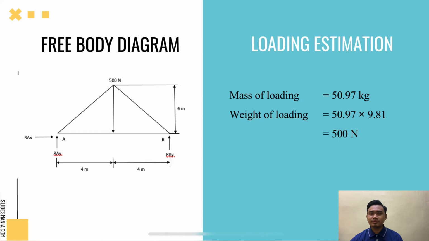This is the free body diagram of truss, which has 8 meter length and 6 meter height. Then the loading on structure. The mass of loading is 50.97 kg and the weight of loading is 500 Newton.